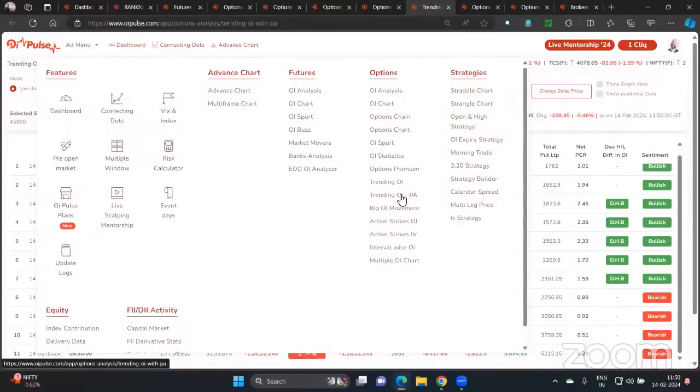Guys, this new feature will definitely add a lot of value. People who haven't subscribed to OI Pulse, guys, you are missing something. This trending OI price action is completely out of the world.